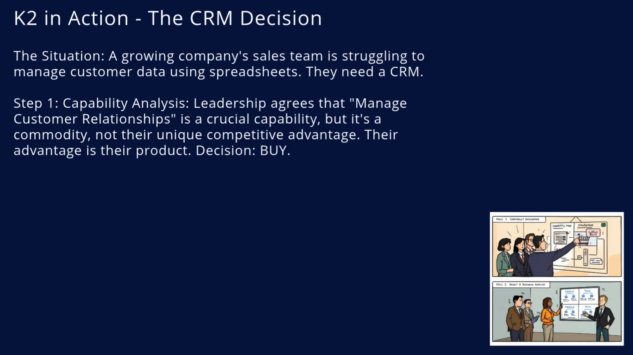A company is growing fast, and their sales team is drowning in spreadsheets. They need a CRM. First, the leadership team does a capability analysis. They quickly agree that while managing customer relationships is vital, it's not their secret sauce. Their competitive advantage is the unique product. Therefore, the capability is a commodity. The strategic decision is clear: buy a market-leading CRM.